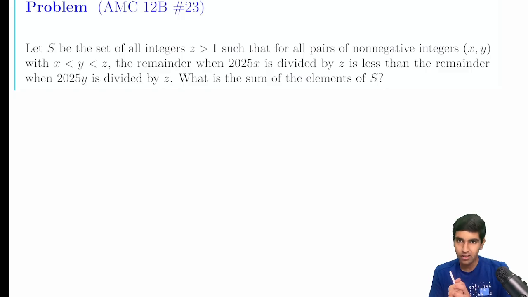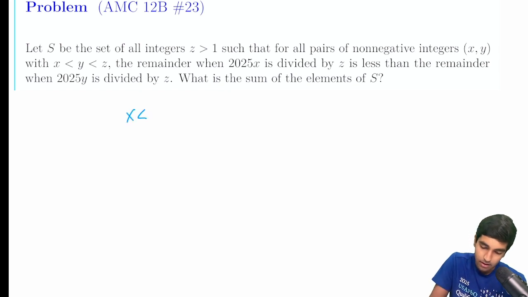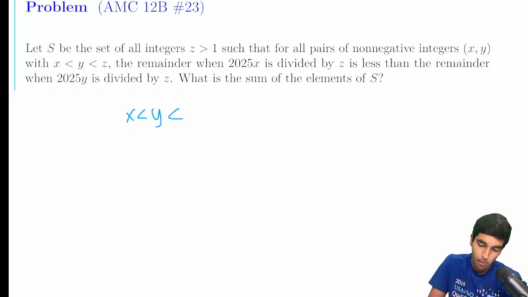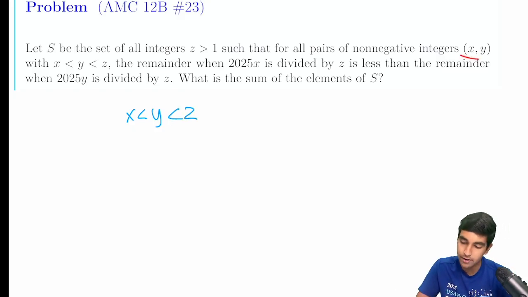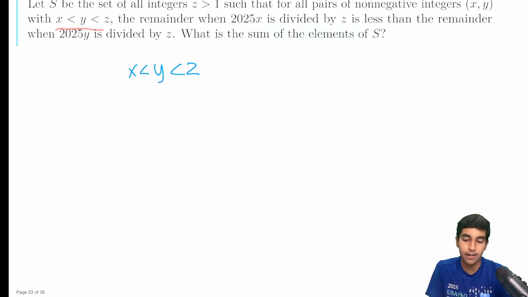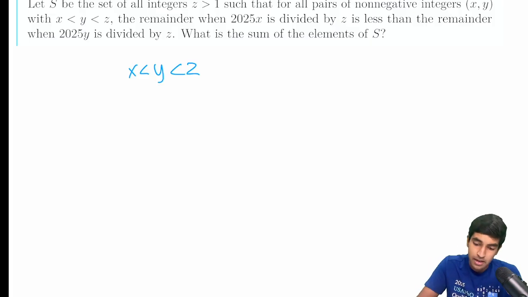Okay, this is a lot to process. What does this question really mean? So we have x is less than y is less than z. So we have 3 integers, right? And we have non-negative integers x, y. So all these integers are non-negative. z is specifically positive. The remainder when 2025x is divided by z is less than the remainder when 2025y is divided by z. What does that mean here, right?